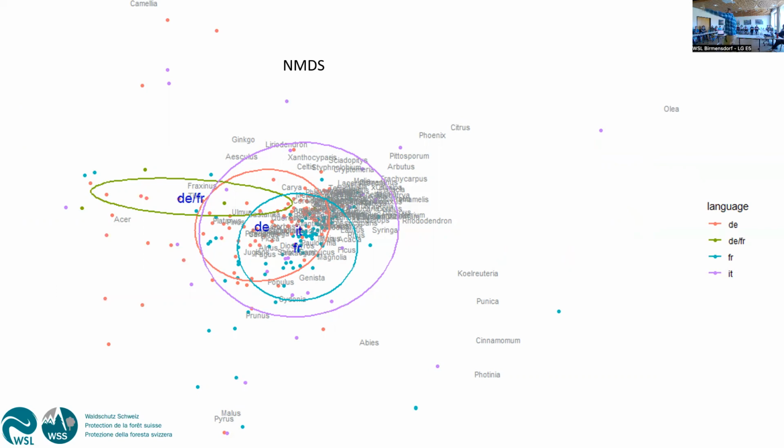quite a difference. We have the purple ones, which are the Italian-speaking points, the magenta ones, the French-speaking ones, the red ones, German-speaking areas, and the green are the Romansh. And you see there is quite some overlap, but there are also some differences. For example, no big surprises. The genera that define the tree compositions in Italian-speaking places the most are subtropical species like citrus, olea, or cinnamon.